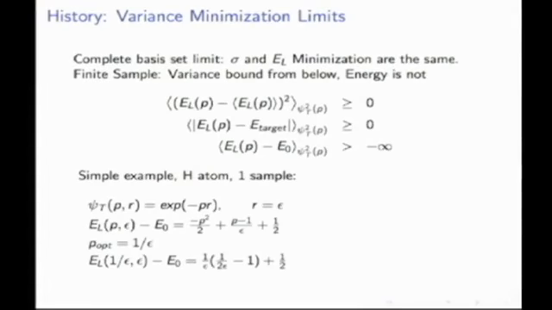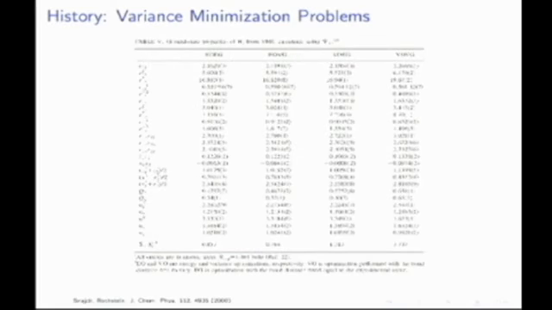Similarly, you can take minus p r squared. You could use a Gaussian, and you could look at the other piece where you have the single basis set and look at how your energy is there if you optimize on energy or variance. So all was not well with variance minimization, even though it's a very reasonable thing to do.